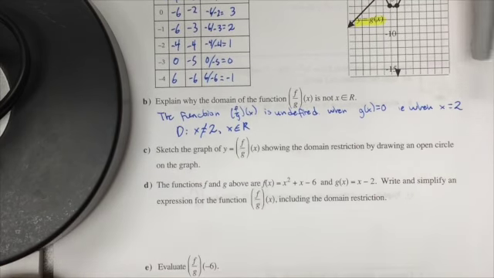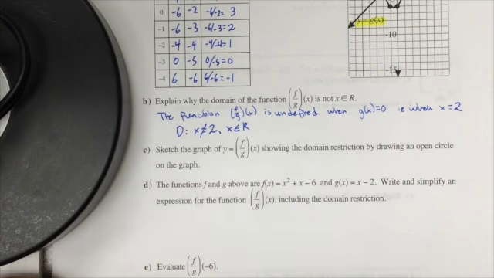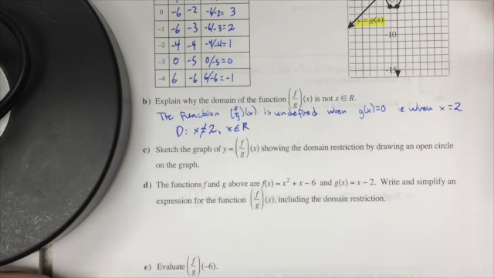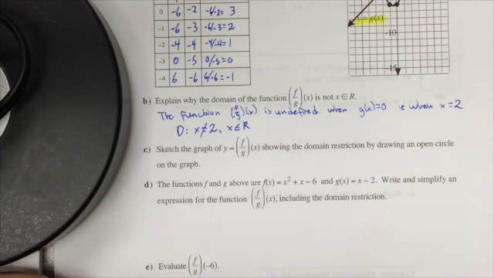The next thing we need to do is sketch the graph of f divided by g of x, and then show the domain restriction by drawing an open circle on the graph. Alright, so let's do that now.